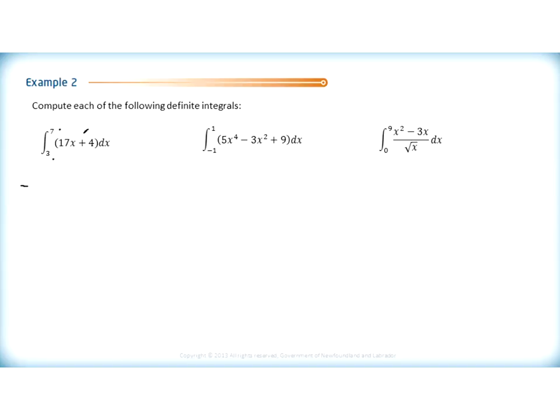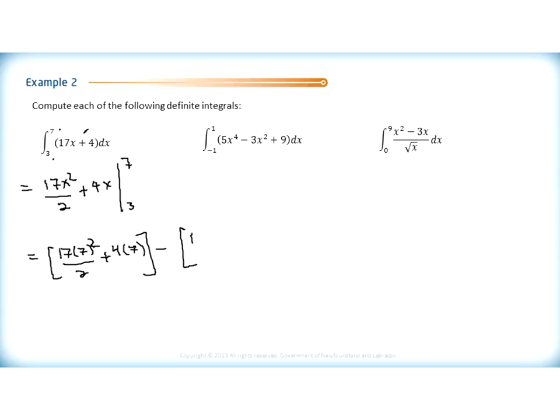Well, we take an antiderivative, so it's going to be 17x squared over 2 plus 4x, and I have to evaluate at 3 and 7 and then subtract the bottom one from the top one. So this is going to be 17 times 7 squared all over 2 plus 4 times 7. And then I have to subtract what we get when we take 17 times 3 squared all over 2 plus 4 times 3, like so.